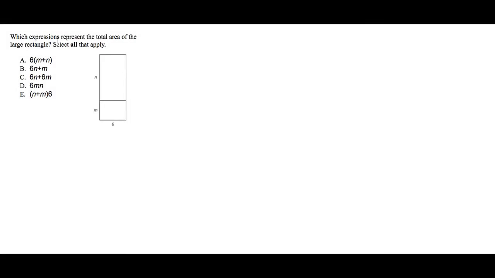So for this one, which expression represents the total area of the large rectangle? Select all that apply. Now remember, if we're trying to solve the area of a rectangle, all we're doing is the length here times the width. So the length of this big rectangle is just 6, whereas the width is these two lines added together, so m plus n. So finding the area, we would take 6 and multiply it by m plus n.